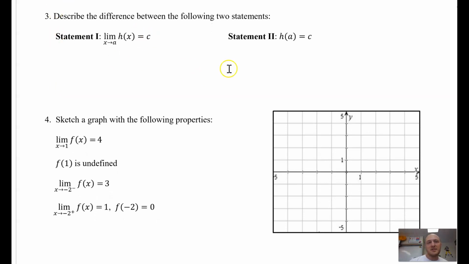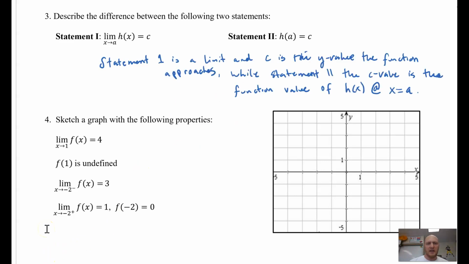Here's number 3. Describe the difference between the following 2 statements. Okay, here you go. The difference between the 2 statements. Well, statement 1, obviously it's a limit. And the c value is what the function is approaching from the left and from the right as x approaches a. While statement 2, the c value is just the function value of h of x when you plug in a.